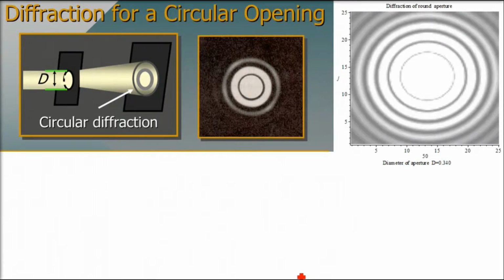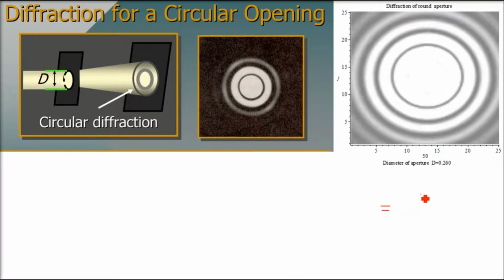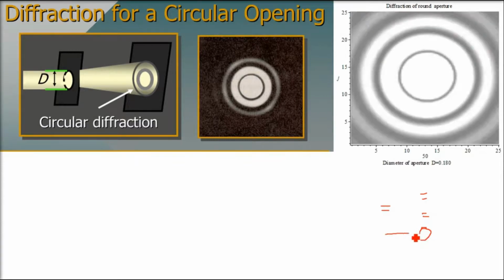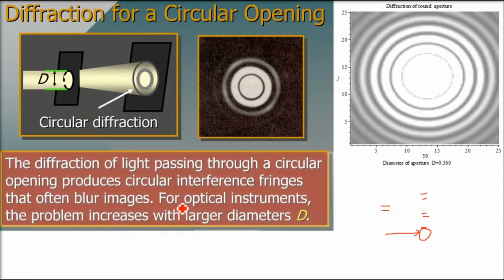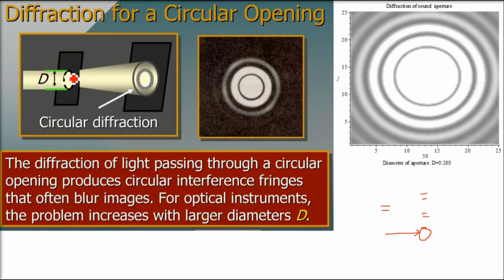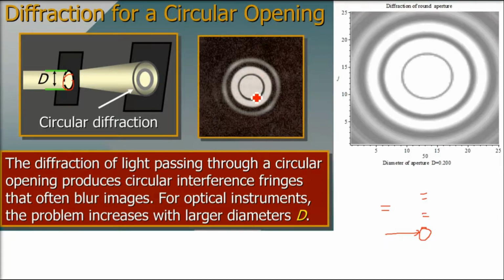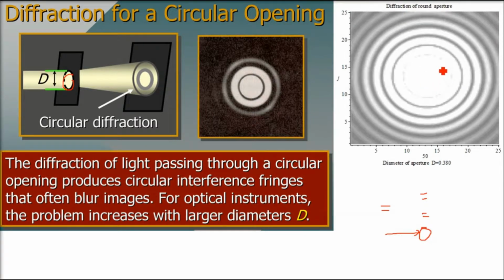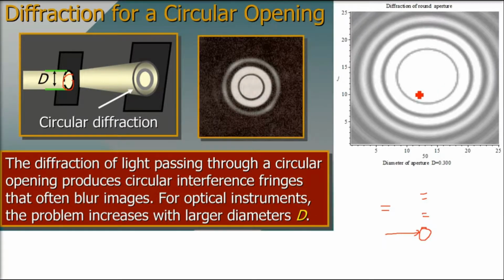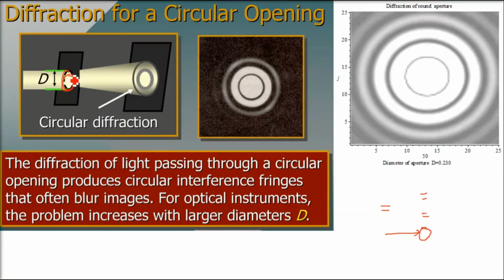What about diffraction for a circular opening? Diffraction for a single slit and two slits, we have found the formula, we derived it, and we took the questions. What about this slit which is circular? So there will be circular diffraction. Diffraction of light passing through a circular opening produces circular interference fringes, often blurring images. For an optical instrument, whenever the diameter, capital D, gets higher, the problem increases.